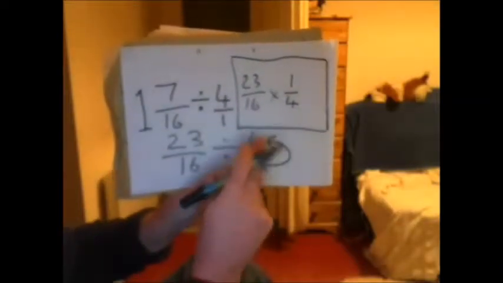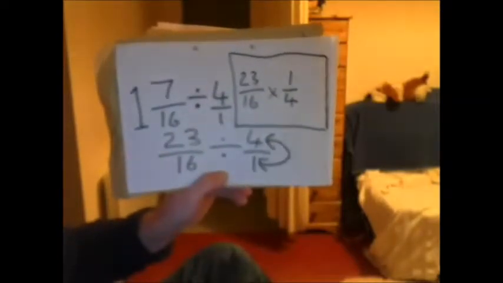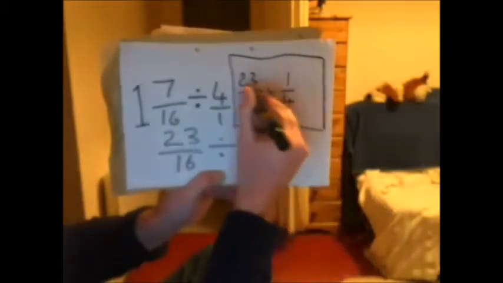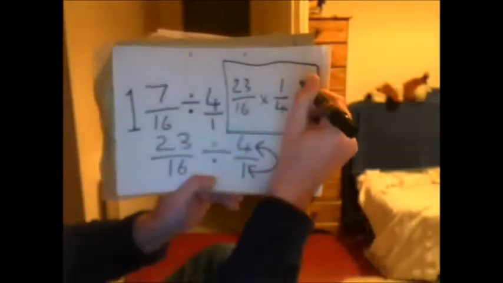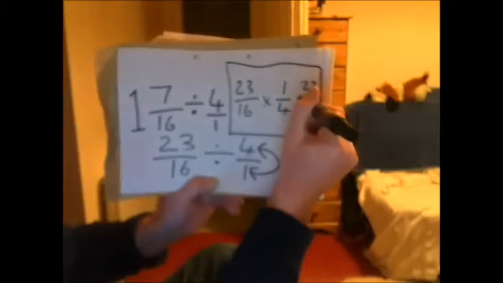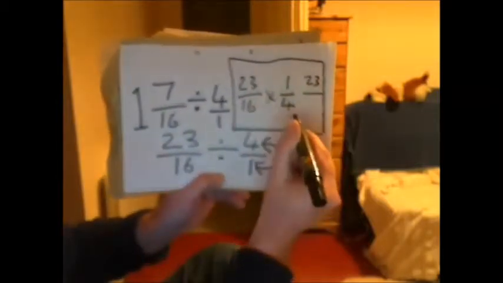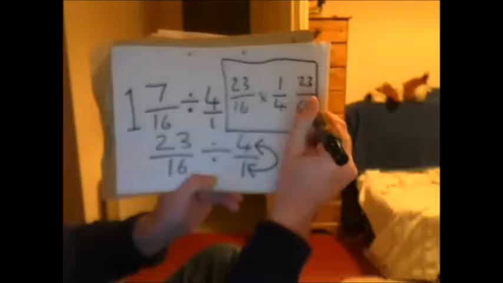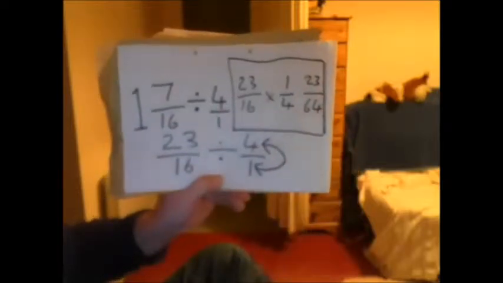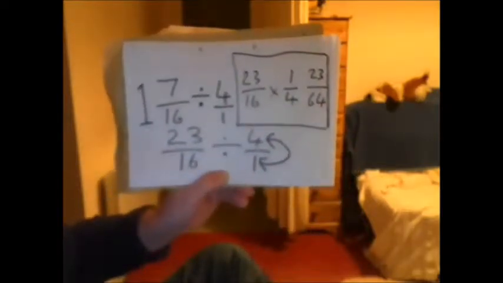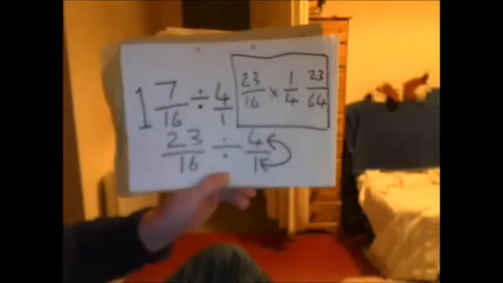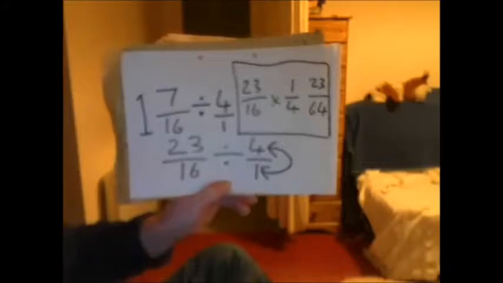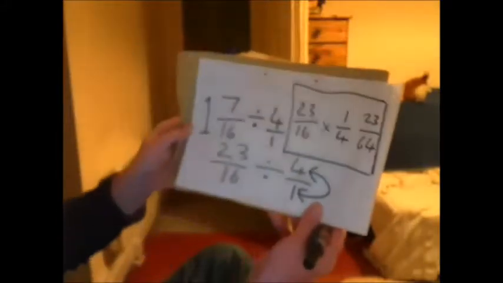The denominator swaps places with the numerator. And then it's a simple case of going 23 times 1 is 23. 4 times 16 is 64. And that is your answer. 1 and 7/16 divided by 4 is 23 over 64. Another example already written out for you.